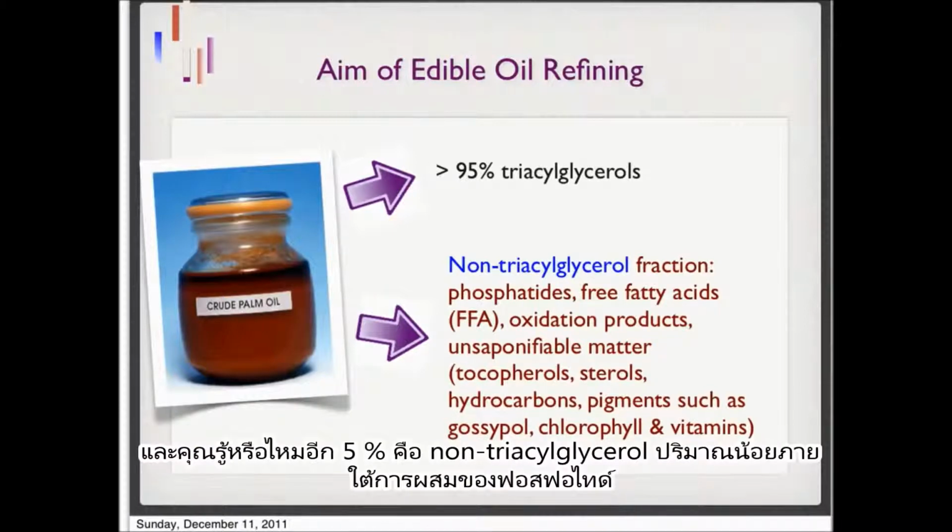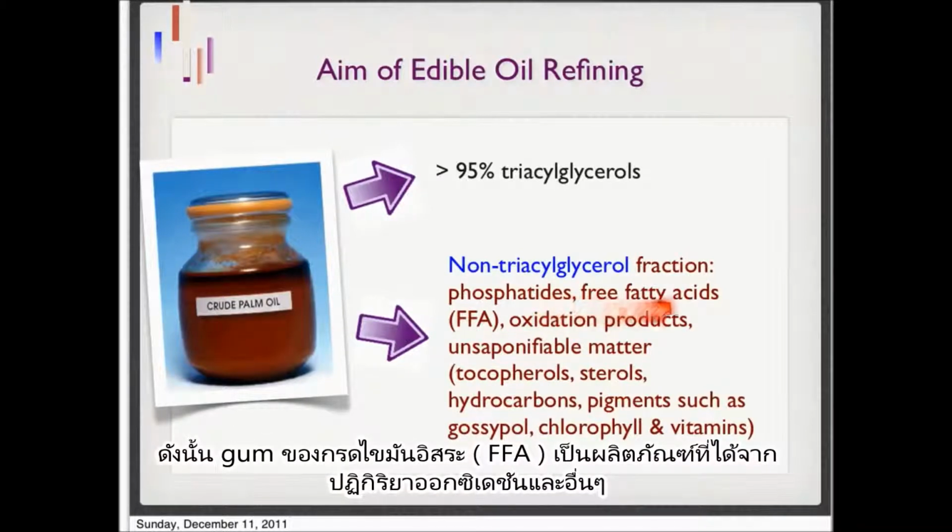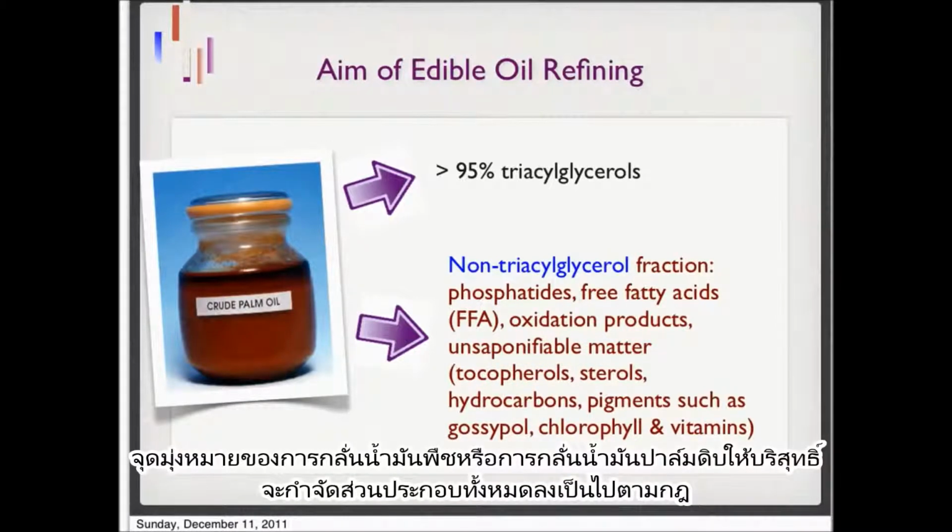And there are about maybe 5% or less of the non-triacylglycerol fraction, which consists of a mixture of phosphatides or the gums, free fatty acid, FFA, oxidation products, and other things. So basically the aim of edible oil refining or crude palm oil refining is to remove all these components down to a very low level.